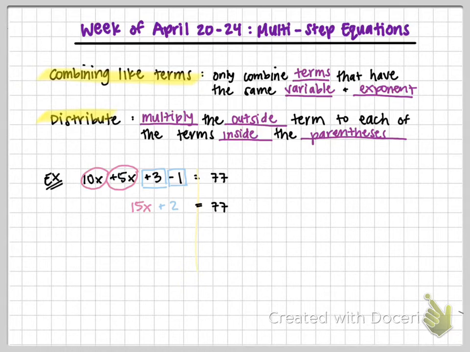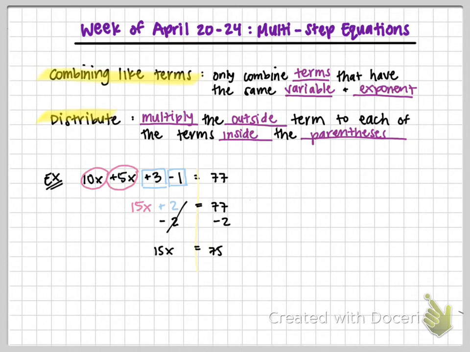It's a two-step equation. I want to undo that positive 2 right there, right? I want my answer to end up as x equals a number. So the inverse operation of addition is subtraction. I'm going to subtract 2. Whatever I do to one side, I do to the other side. These cancel. I'm left with 15x equals 77 minus 2, which is 75.